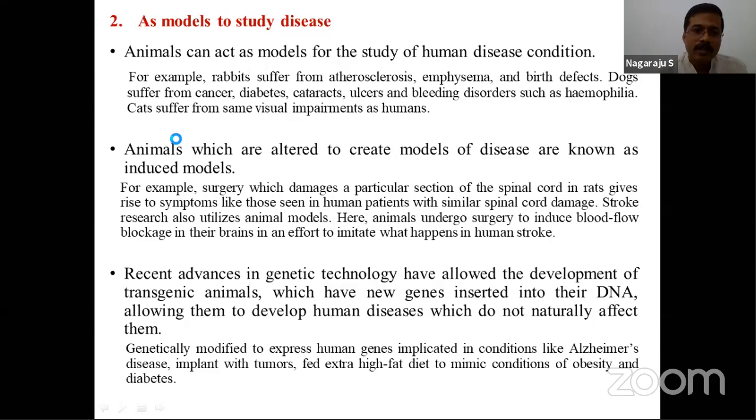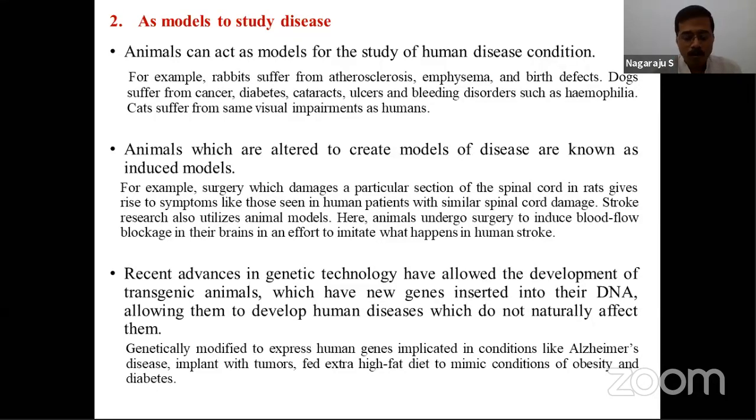So saying all these things, in recent advancement there is something called genetically modified animals. Gene technology has allowed development of transgenic animals, where we can introduce some genes into the animal models and induce the disease conditions in the animal model itself. Like the human gene implicated in conditions like Alzheimer's disease, or we can implant some tumors. Possibly earlier speakers might have spoken about implanting a tumor into the animal model and studying different drugs to relieve the tumor. We can also do similar kinds of studies like obesity or diabetes in the animal models.